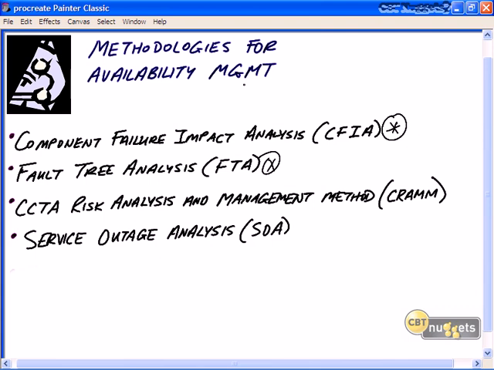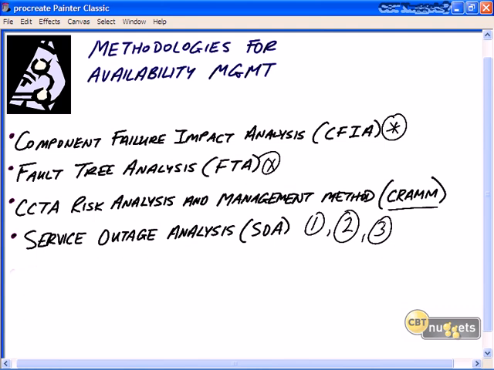CCTA risk analysis and management method, or CRAMM, was created in 1987 by an agency of the UK government. Right now it's on CRAMM version 5, and it has 3 stages of activity. First of all, in stage 1, you have the establishment of the objectives. This defines the boundary for the analysis, identifying and valuing physical assets and part of the system. Stage 2 is the assessment of the risks: the risk to the proposed system, the risk to the service, and requirements for security. And then stage 3 of CRAMM is to identify and select countermeasures.